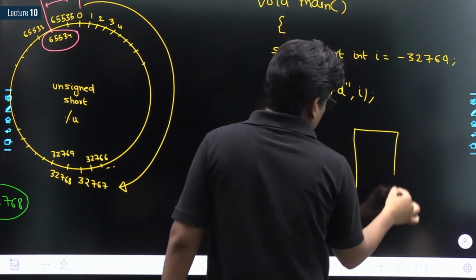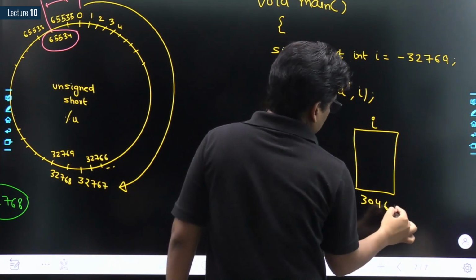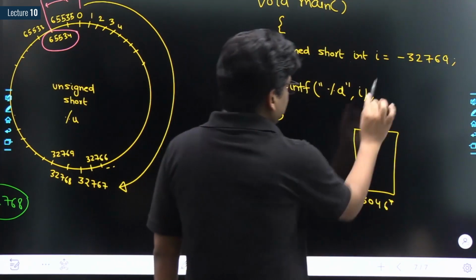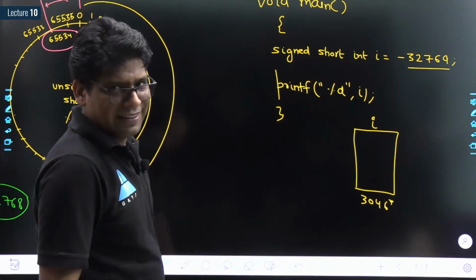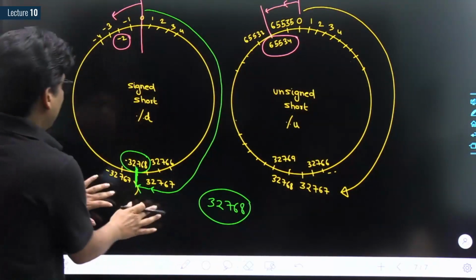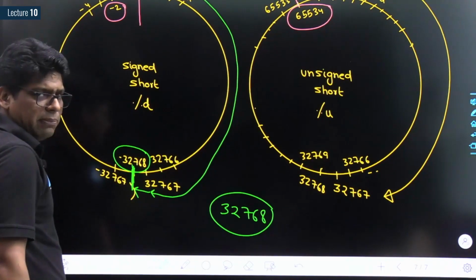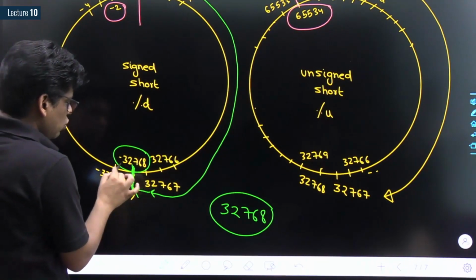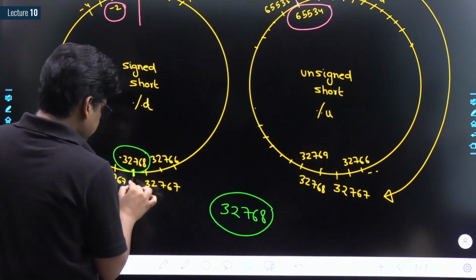Somewhere in memory, a variable I is created with some memory location. We don't care about it. And we are trying to store this value. Let me check. Sir, can we store this value? Is it in the range? No, sir. Why? Because this is one less than the minimum value. The minimum value we can store is minus 32768. That means what is going on?